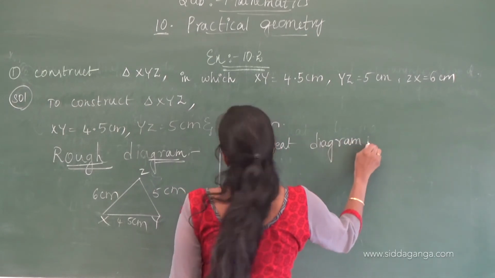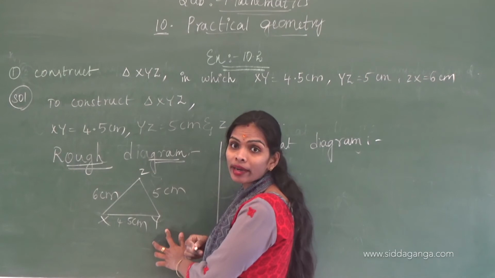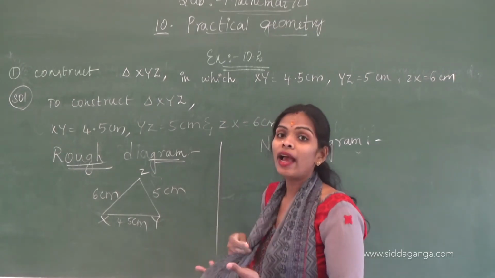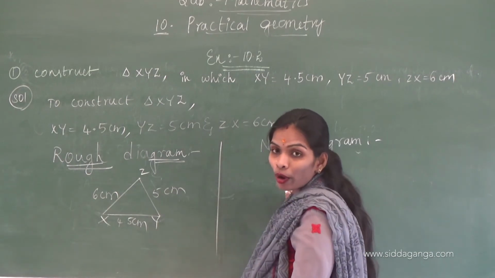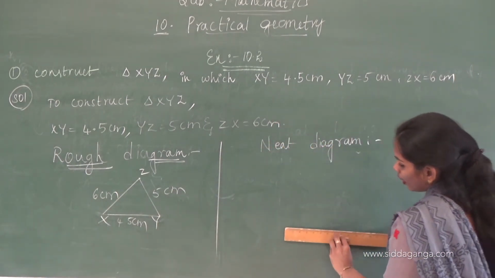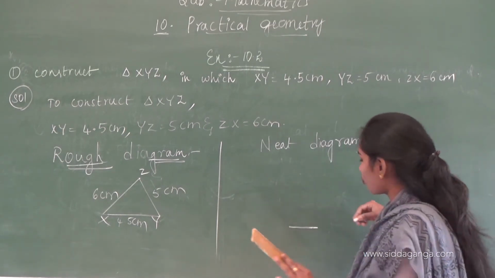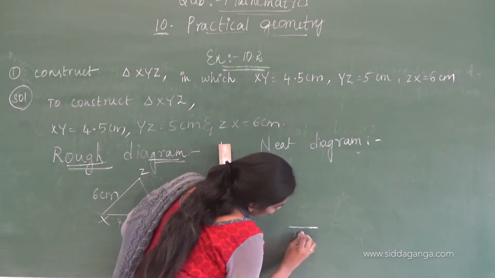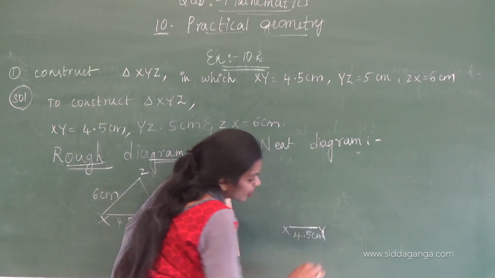What base are we taking here in XYZ? X, Y. The XY value is 4.5. The base is 4.5 centimeters. XY. Correct, children?